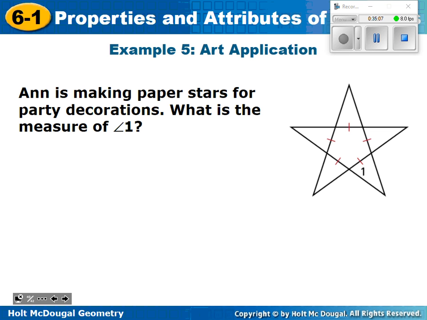I will tell you that the one thing I don't like about this problem is that they make you assume that this is regular. Pentagons do not have to be regular just because they're equilateral, but it should have had these angles marked. So it is regular. You can use that assumption. Yes, one is pointing to this angle right here.